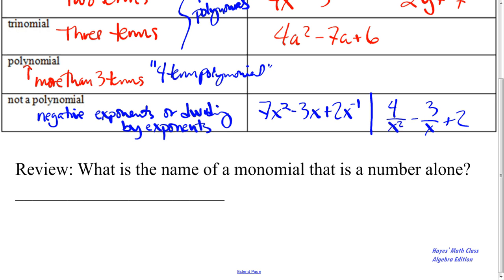Quick little review here. What is the name of a monomial that is a number alone? So let's say if I just have the number 6 or negative 12 or something like that. That is called a constant. There is no variable, so it is a constant.